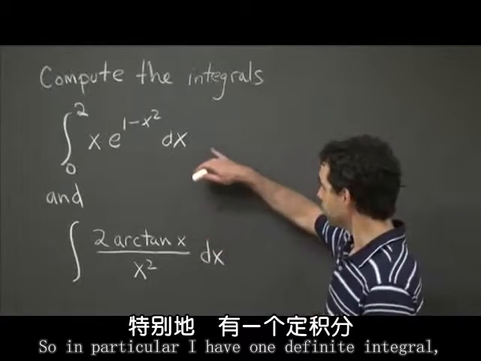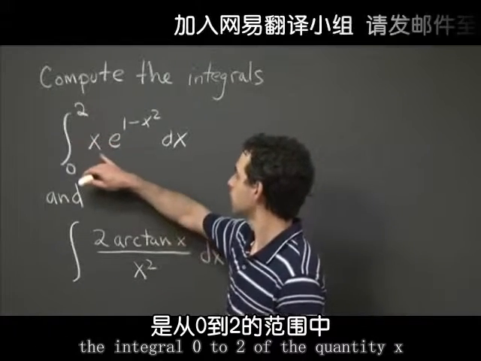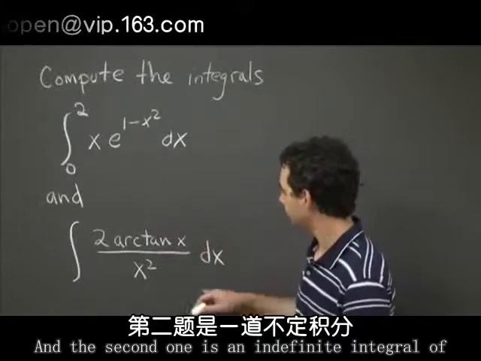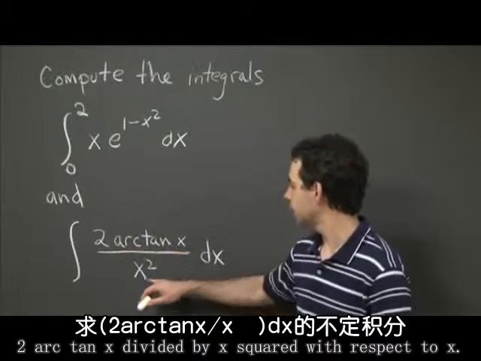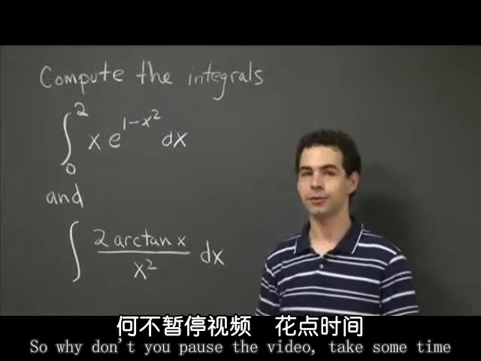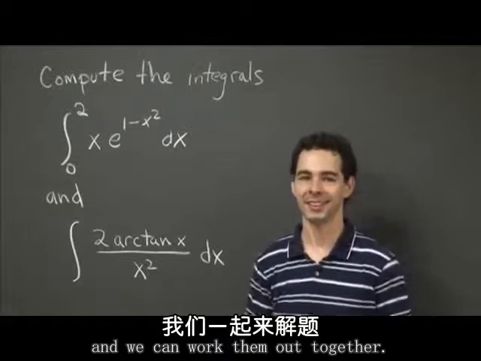In particular, I have one definite integral, the integral from 0 to 2 of the quantity x times e to the 1 minus x squared with respect to x. And the second one is an indefinite integral of 2 arctan x divided by x squared with respect to x. So why don't you pause the video, take some time to work these out, come back and we can work them out together.